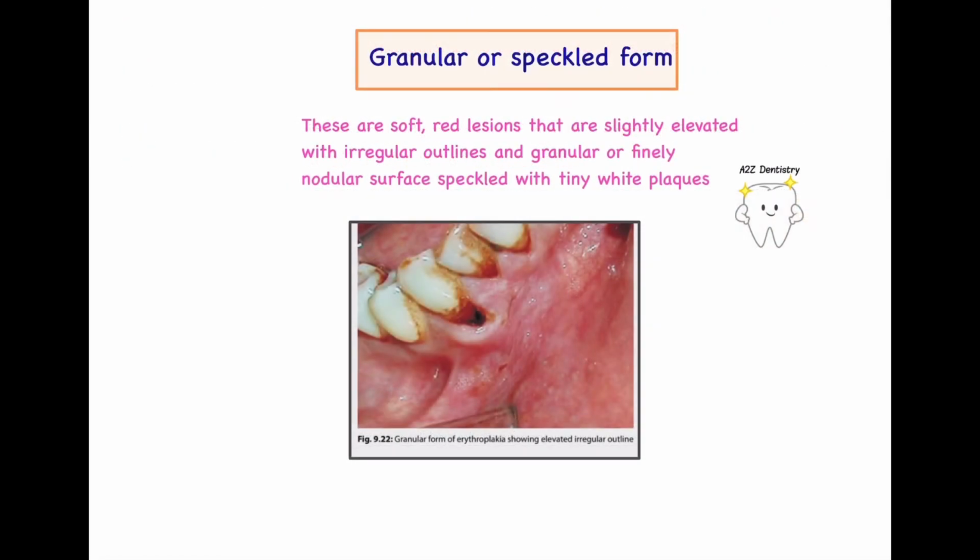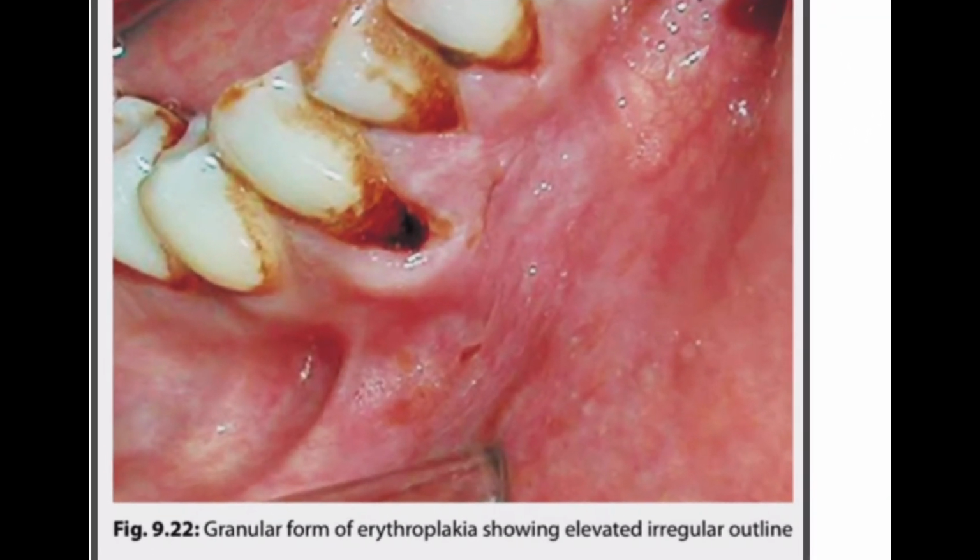Moving on towards our second variant, that is our granular or speckled form. As we have discussed previously, these lesions are slightly above the surface, that is, slightly elevated lesions. These are soft red lesions. The particular thing to note here is that, unlike the homogeneous form wherein the borders of the lesion are well defined, in this variant the borders are very irregular. It might also present with a finely nodular or speckled surface with tiny white plaques. Can you appreciate that in this figure?